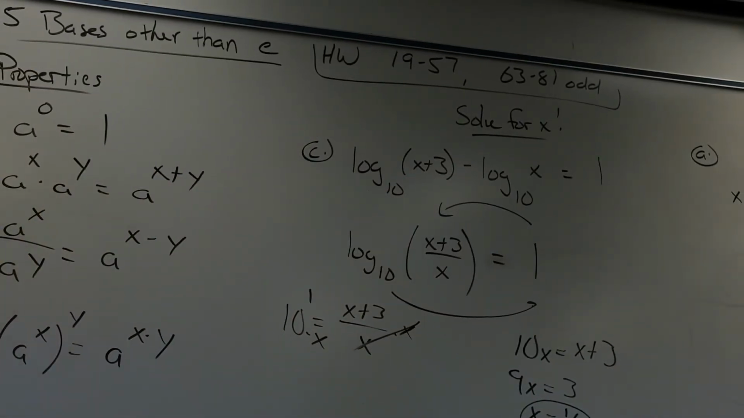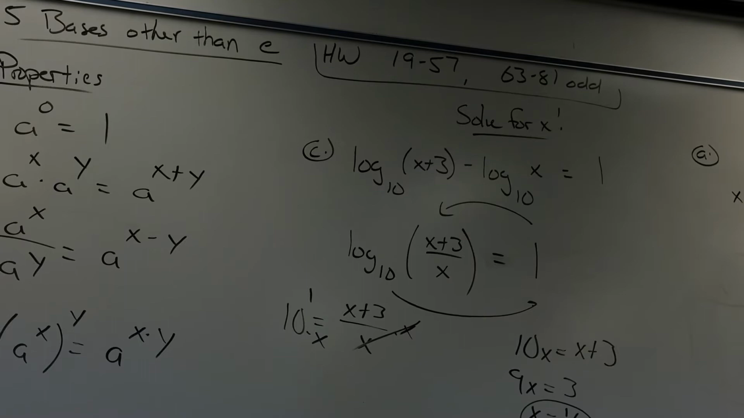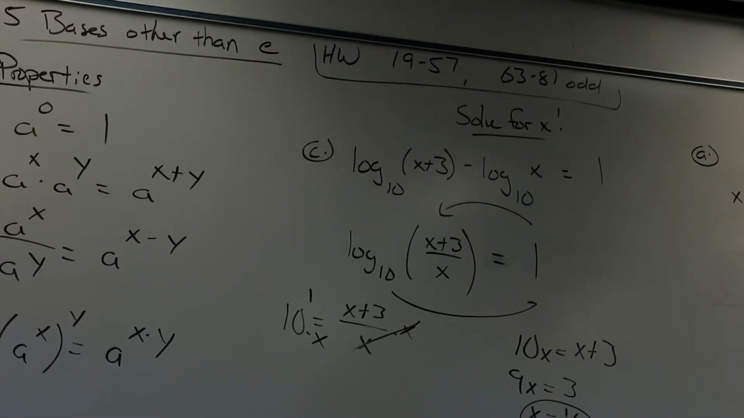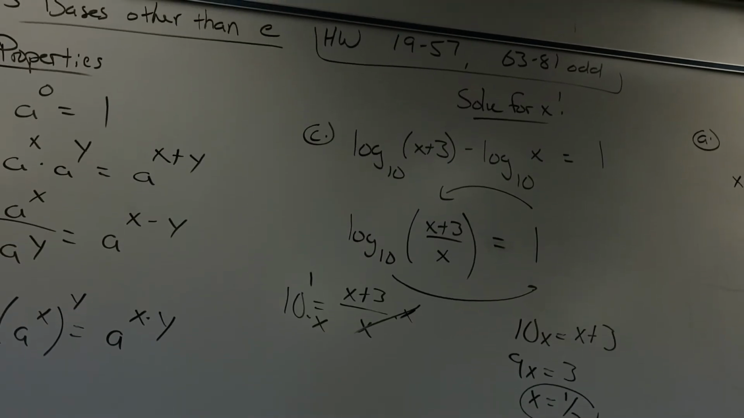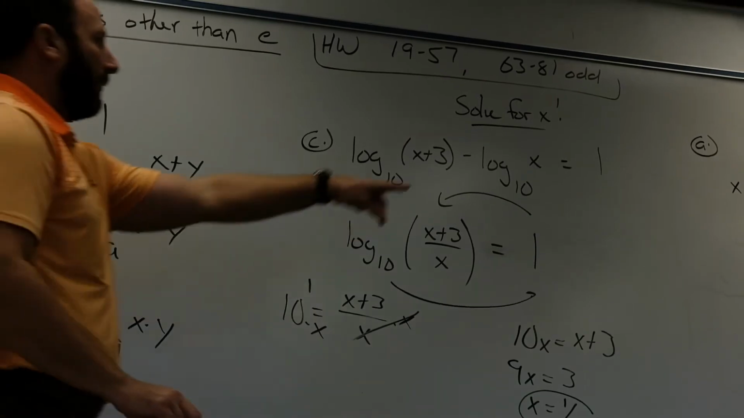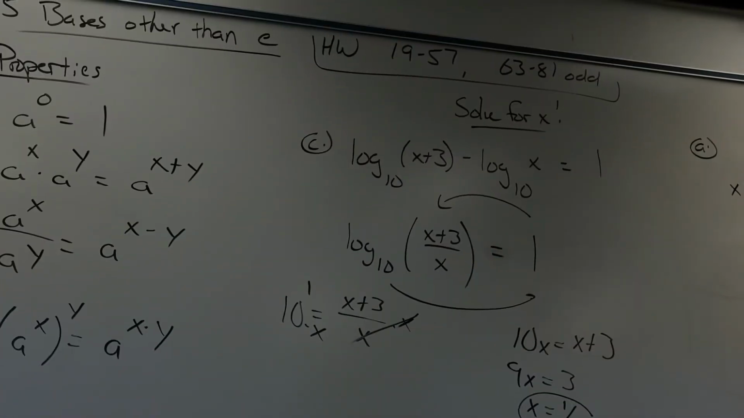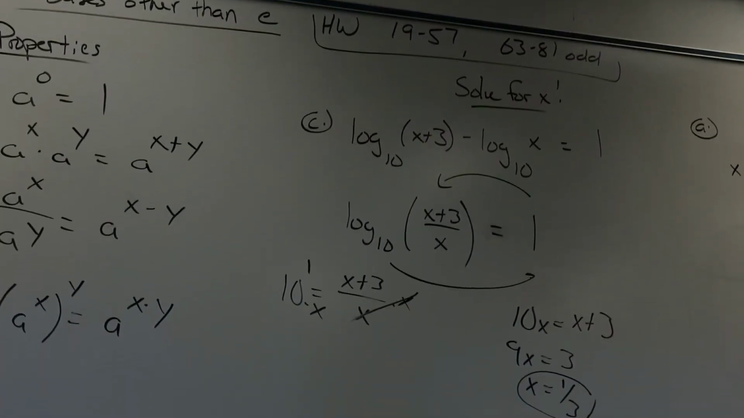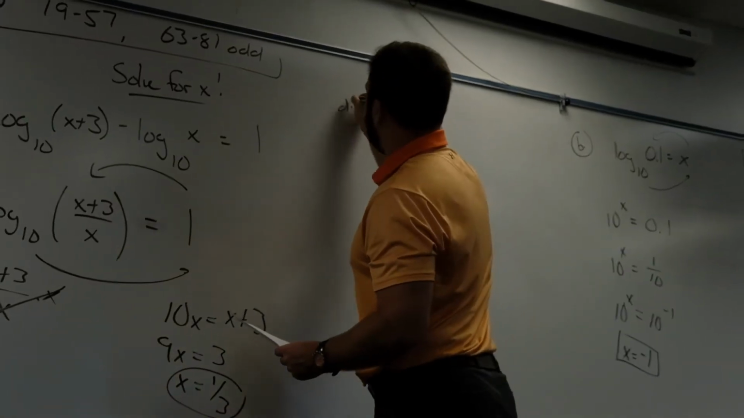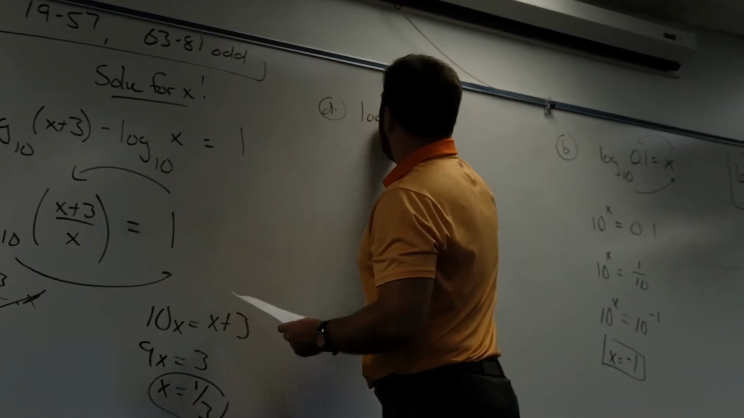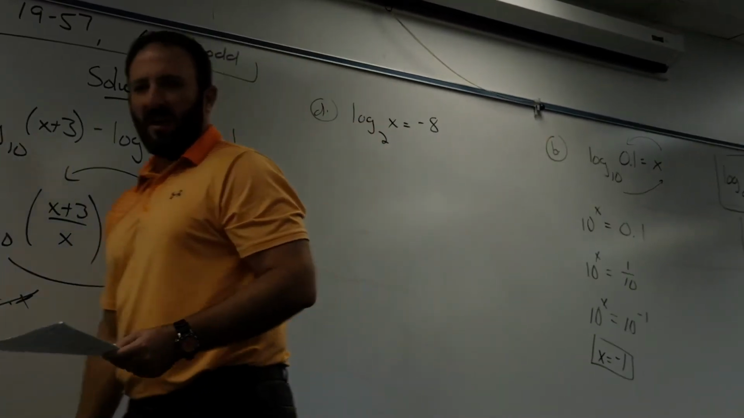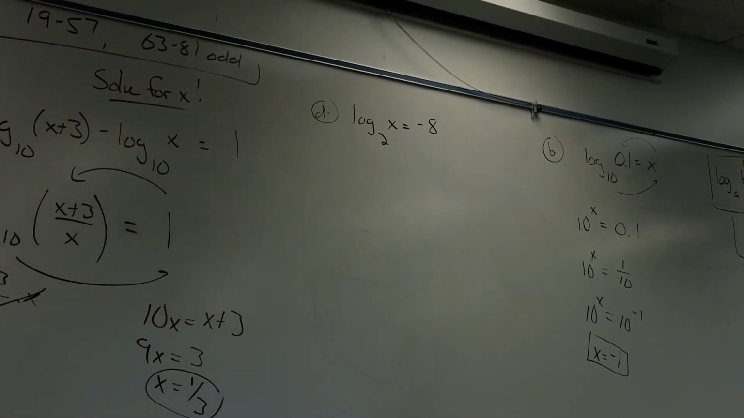Believe it or not, if we put a third in here, we're going to get the right answer. It's going to work. Why is it 10 with the 1? Because of the rule that I put up here. If we have log base 10 of something equals 1. Now, log base 2 of x equals negative 8. See what we get here.